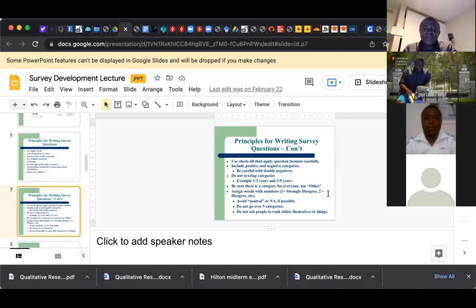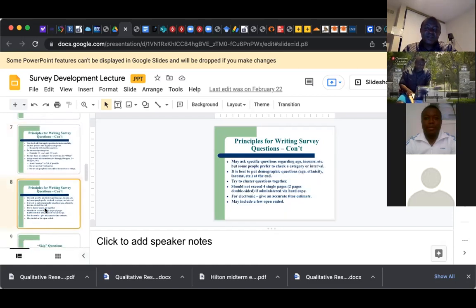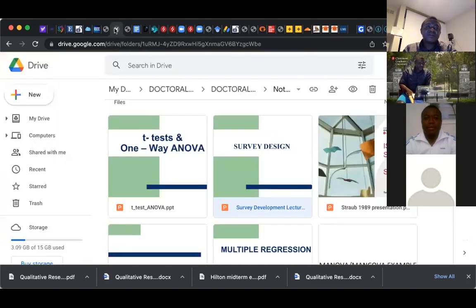1, strongly disagree. 2, disagree. Yeah, very, very important because this is a kind of Likert scale type. Then avoid neutral if possible, because you're not sure what the neutral position means. Do not go over 5 categories. Do not ask people to rank either themselves or things. So these are other things you need to consider about maybe parts of your questions. Usually we use the Likert scale.